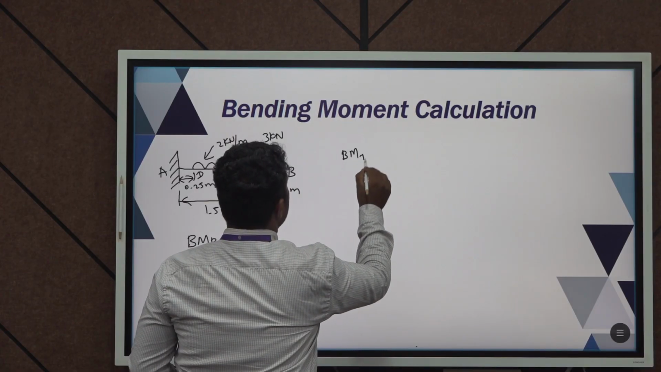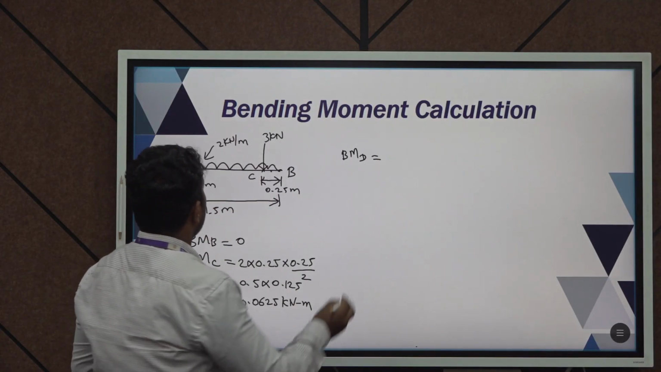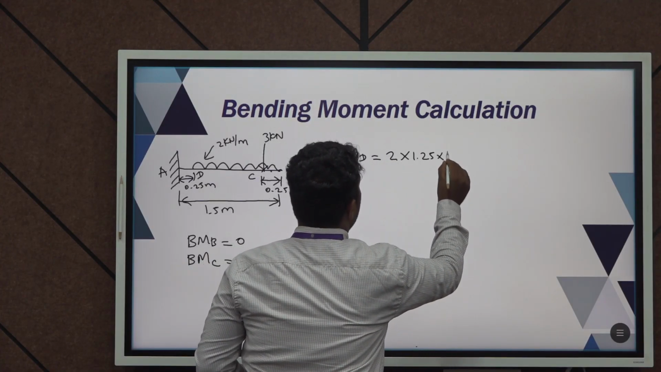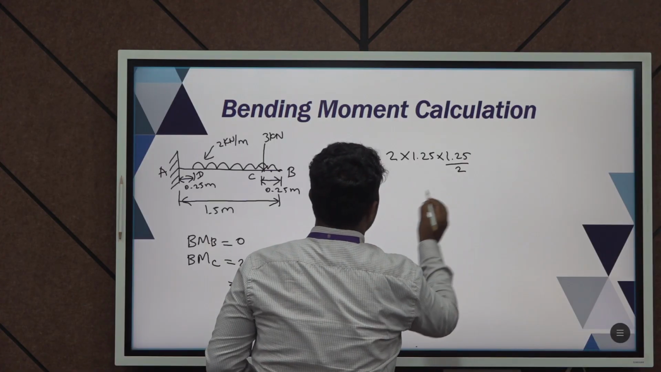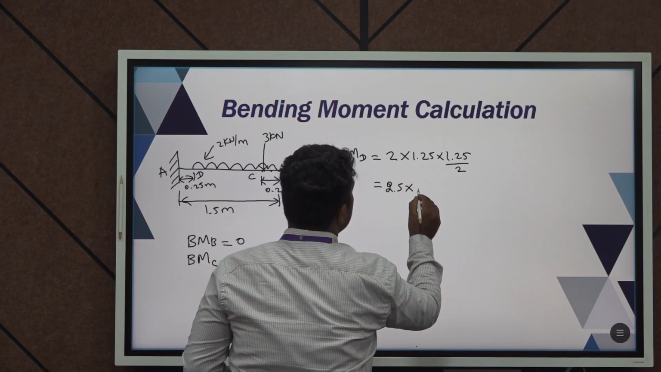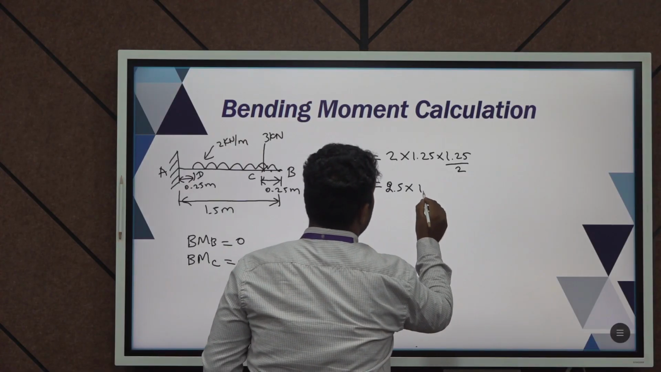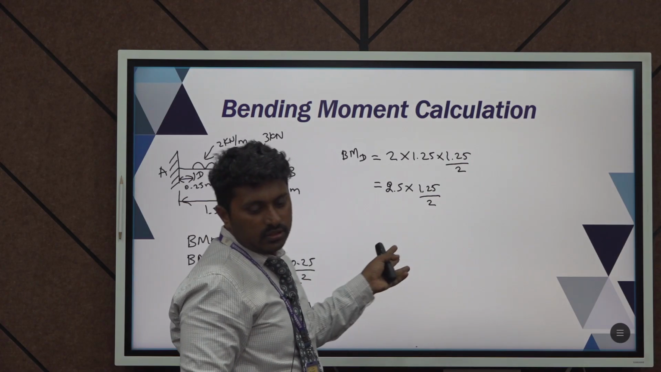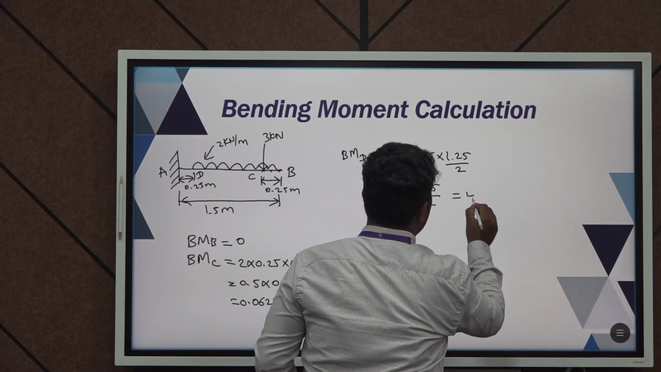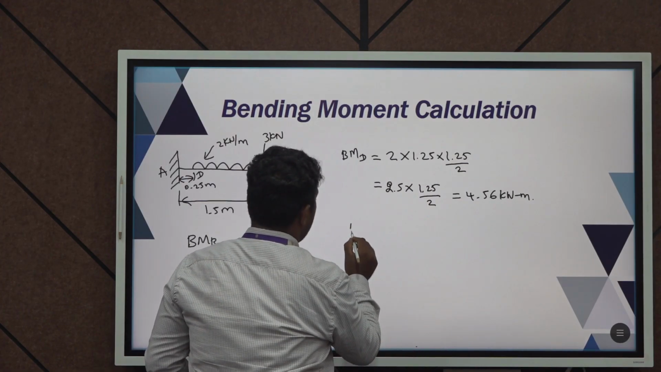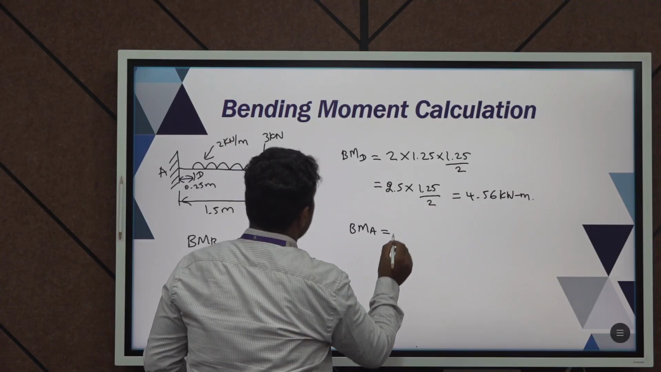Bending moment at D. So, 2 kilonewton is the value of the UDL load which acts on 1.25 meter, which is concentrated at 1.25 by 2. So, 2 into 1.25, that is equal to 2.5 into 1.25 by 2. So, the value is 4.56 kilonewton meter.